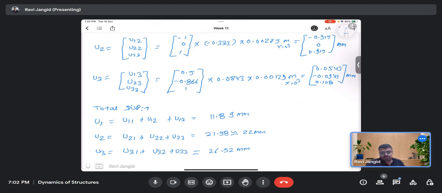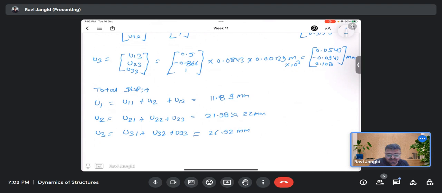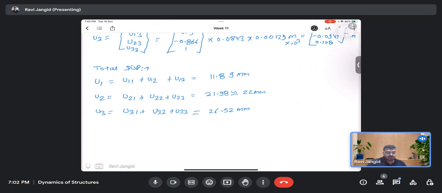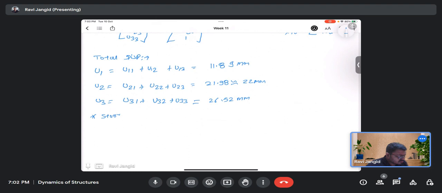Now we need to find out the story shear. The story shear we have calculated in the earlier cases, so we need to put the values only there. So for the story shear, what were the forces? That was the case in which it was 0.622 m times a1, 1.0733 m times a1, 0.622 m times a1.